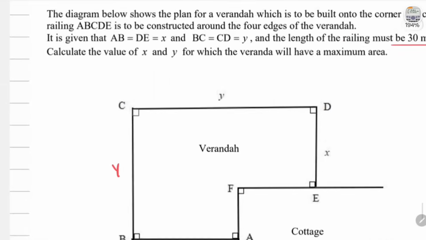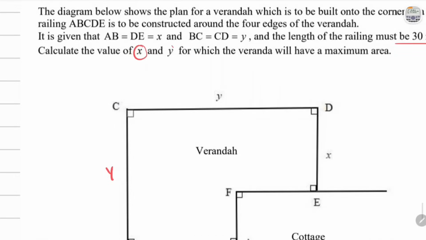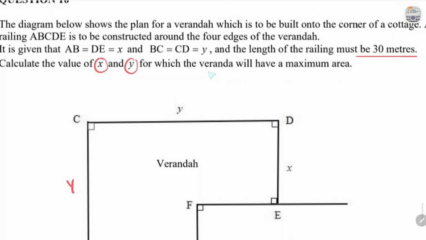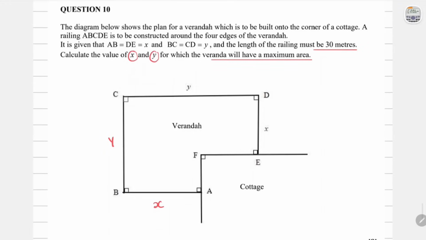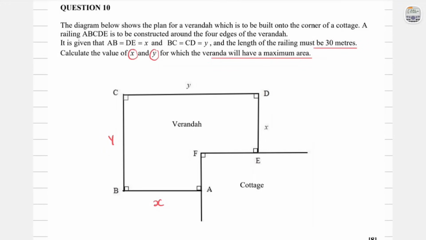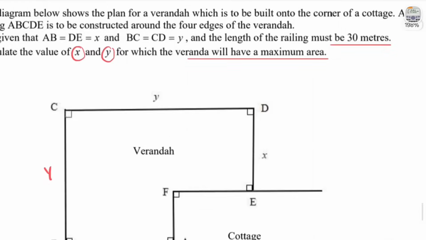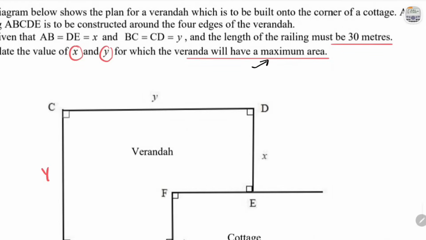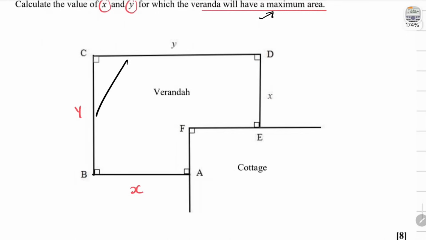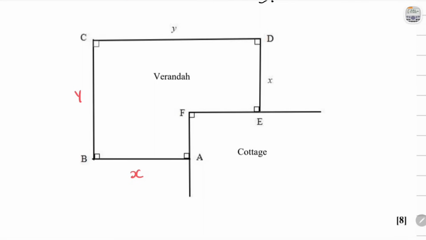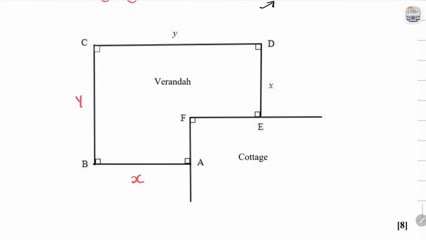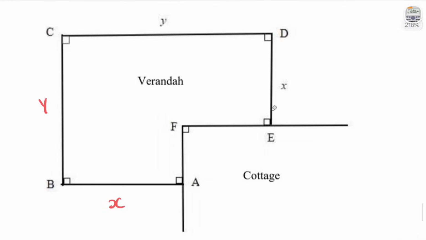And the question is to calculate the value of x and y for which the veranda will have a maximum area. Okay, so we can see that this is an optimization question. So we're going to solve for x and y, find out what they should be so that the veranda will have a maximum area. Where's the veranda? It's over here. So we need to find the area of this shape. But in order to find the maximum area, we need to first find the area of the shape in terms of either x or y.